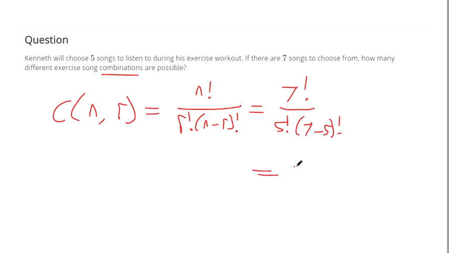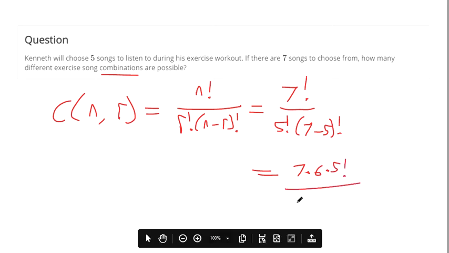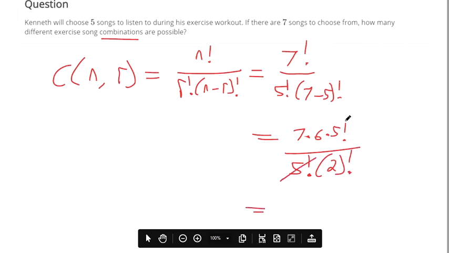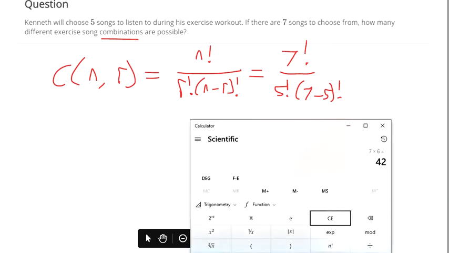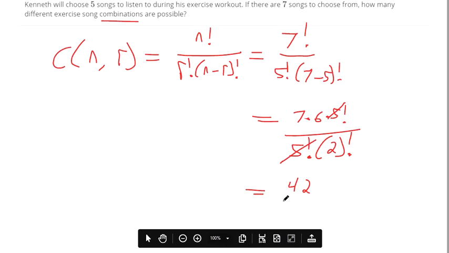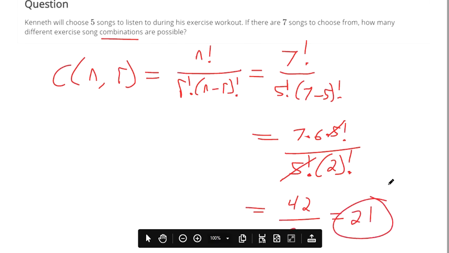So up top, that's 7 times 6 times 5 factorial. And now the 5s can cancel. So 7 times 6, 42, right? Okay, yeah. And then we've got 2 factorial on the bottom, which is 2 times 1, just 2. So it gives us 21. There's 21 different ways if the order of the playlist does not matter.